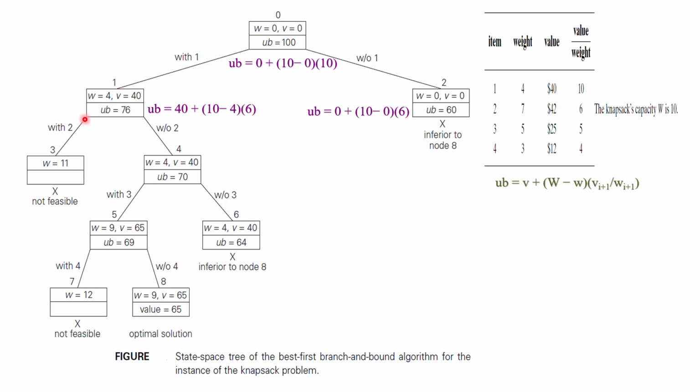Next, first item I included. Next I have to check for the second item. Same thing, with 2, without 2. So with 2 means that item you are including. First item you already included, and the weight of that item is 4. So now in the bag, one item you have included and weight of that item is 4. If I add one more item, the second item, what is the weight of the second item? It is 7. 4 plus 7, it is equal to 11 here.